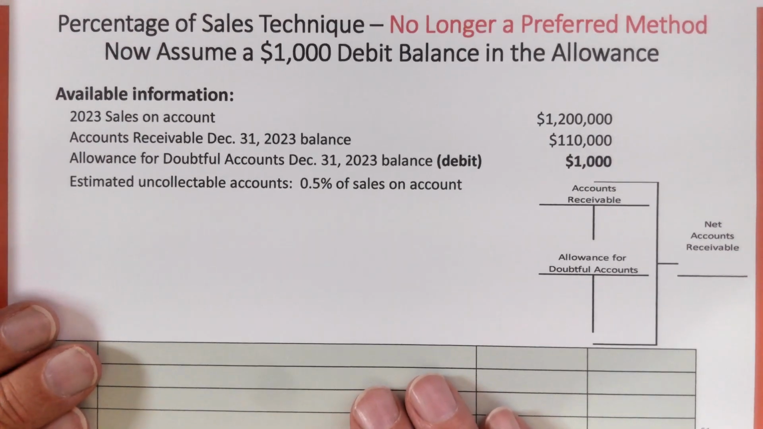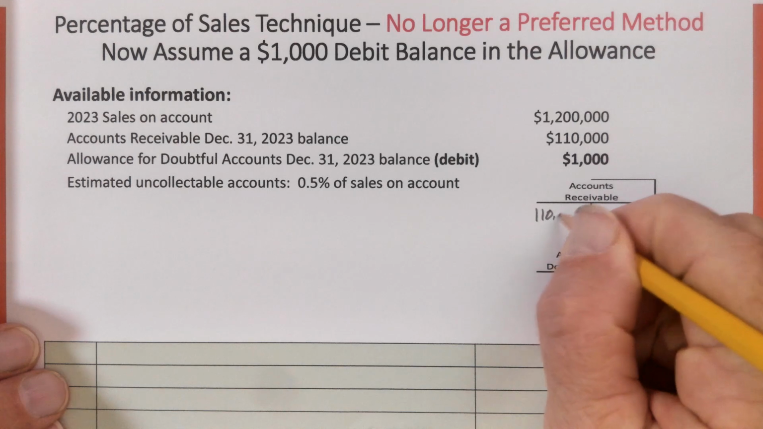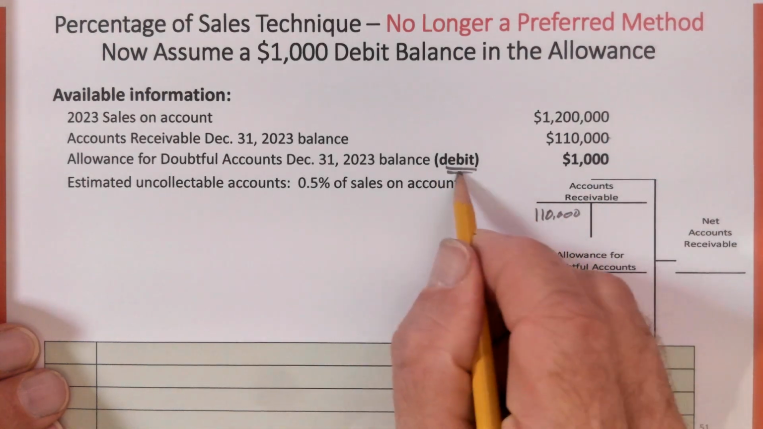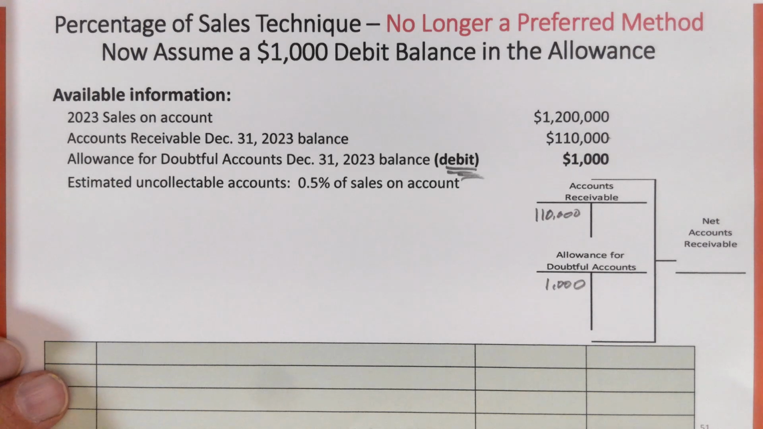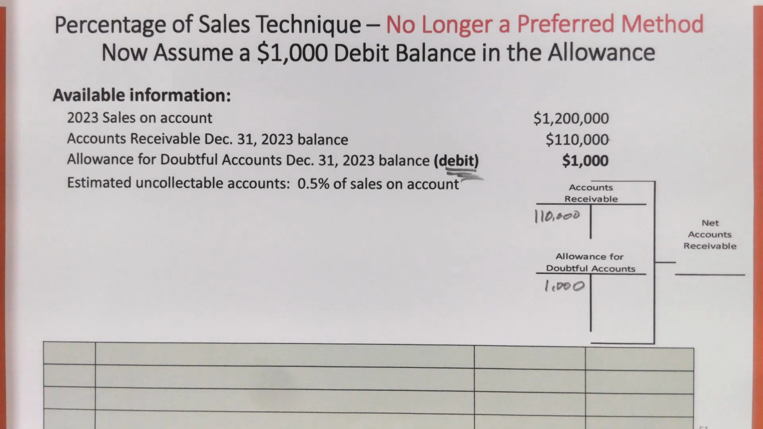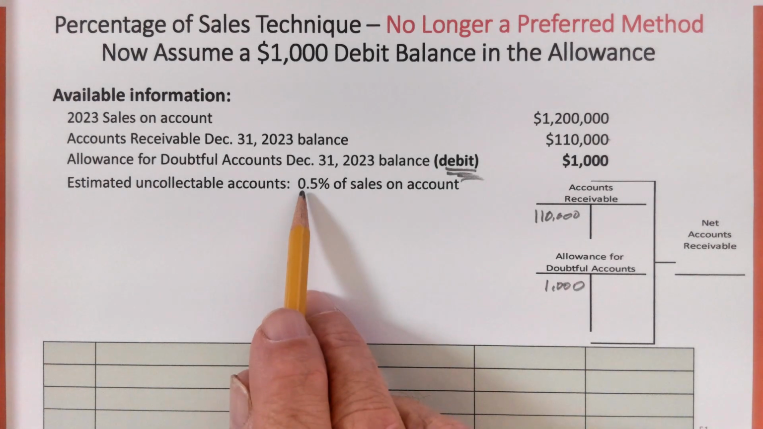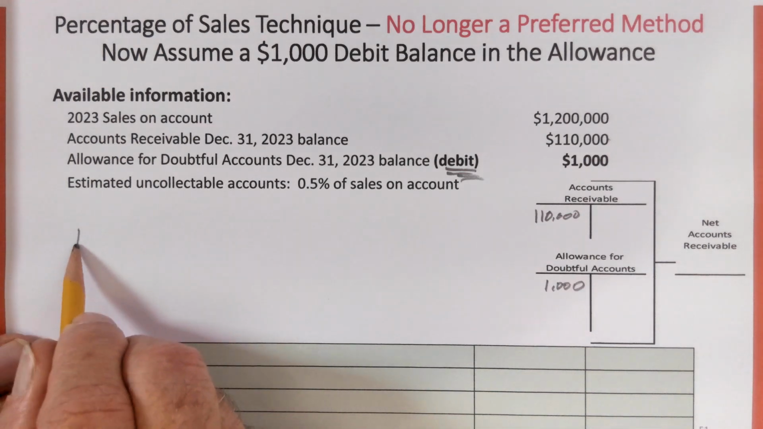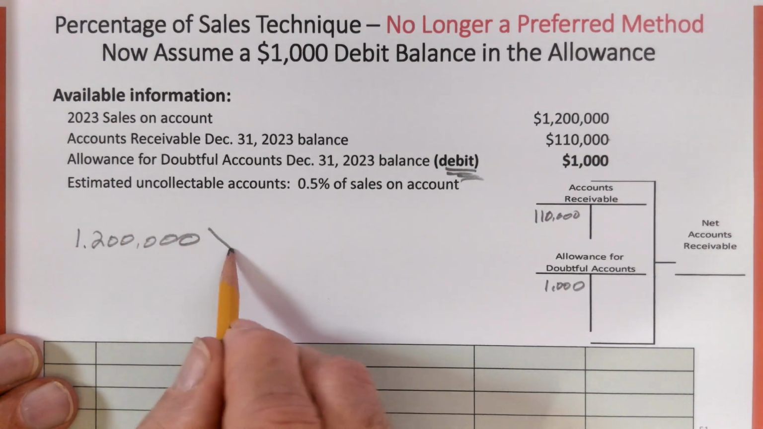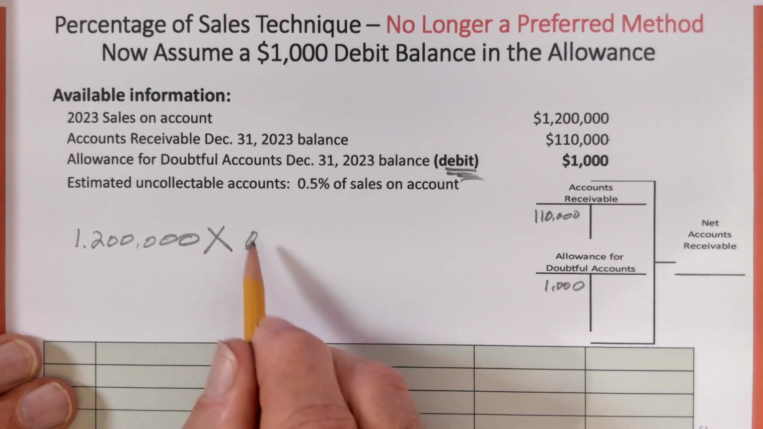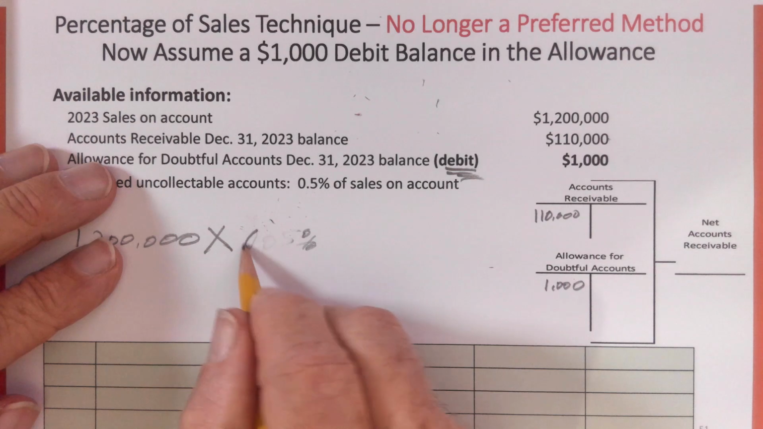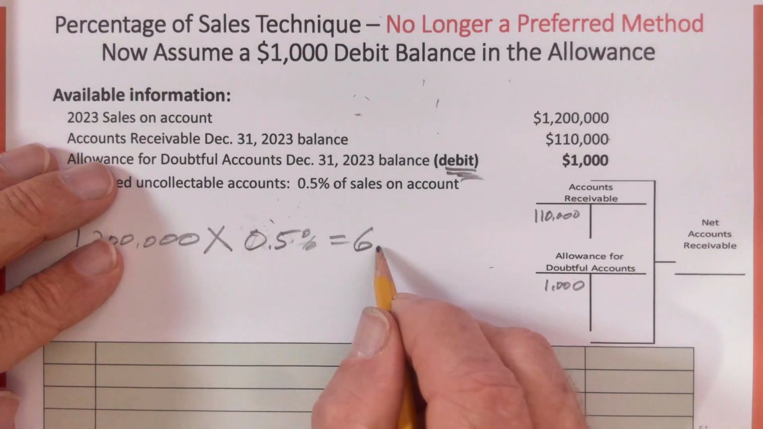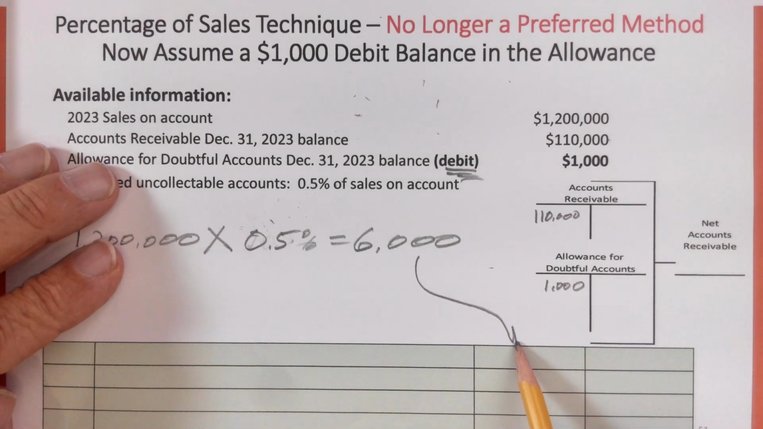Now, what would happen if you had a balance in your allowance of $1,000? So in this case, we have $110,000 of accounts receivable. We have a debit balance of $1,000 in our allowance account. And the company looks at this situation and says, well, we think, based on prior experience, that half of 1% of our sales on account will be uncollectible. So let's take the $1,200,000 times 0.5%, and that gives us the $6,000. That's the amount of our entry.